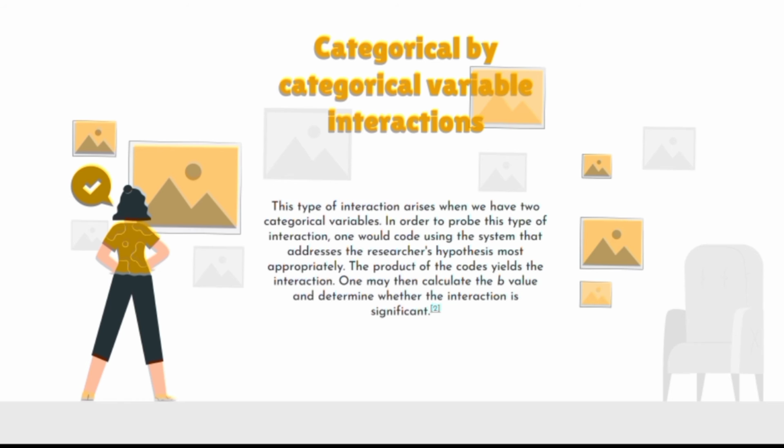This type of interaction arises when we have two categorical variables. In order to prove this type of interaction, one would code using the system that addresses the researcher's hypothesis most appropriately. The product of the code yields the interaction. One may then calculate the b-value and determine whether the interaction is significant.